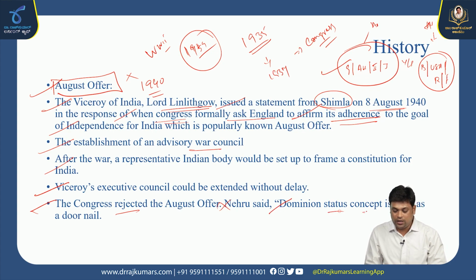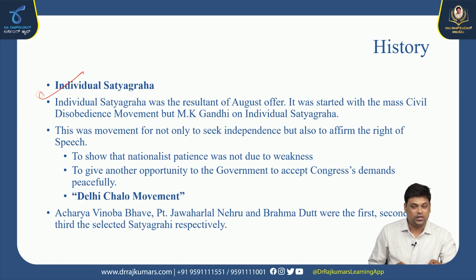The dominion status concept is dead as a doornail. In this area, just focus on the August Offer, which was given by the British to seek help or support from Indians to engage in World War II in 1940. That's enough. The next one is Individual Satyagraha. Mahatma Gandhi realized the British were fighting in World War II, and he didn't want to put more pressure on the British in India. For that purpose, he came up with Individual Satyagraha.